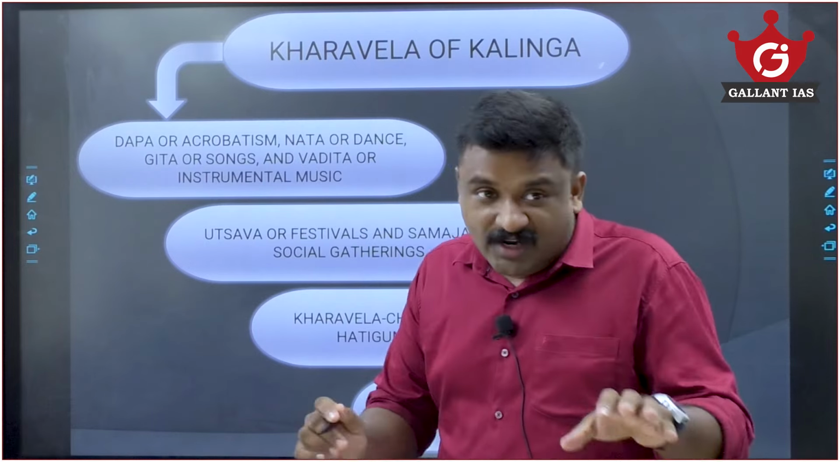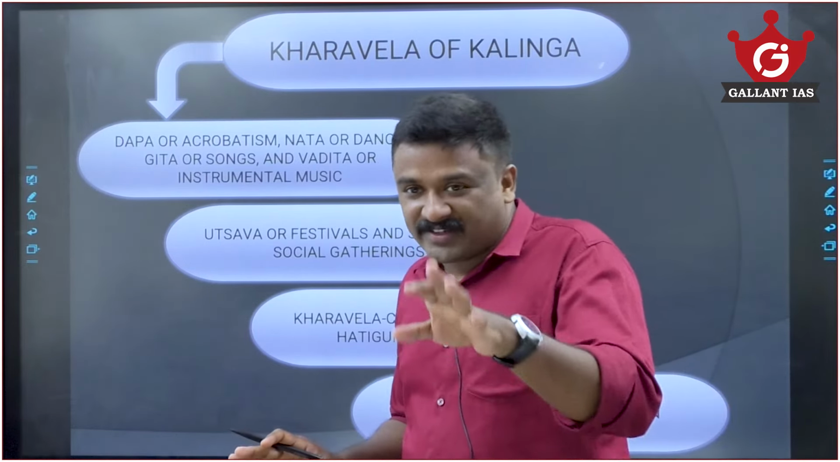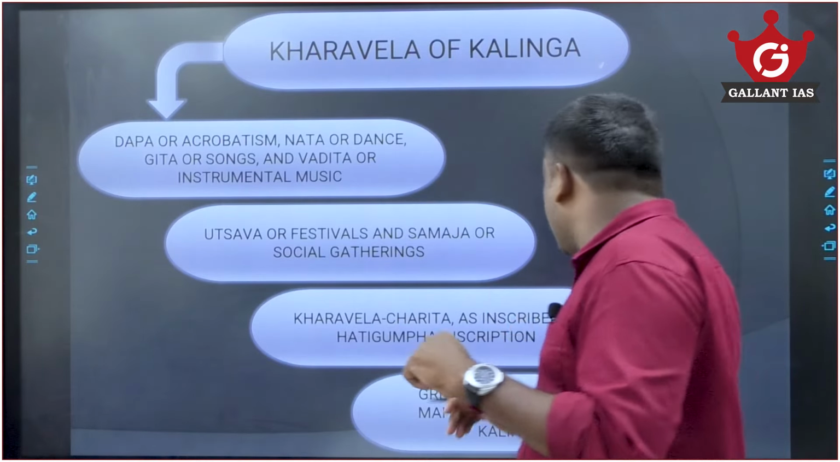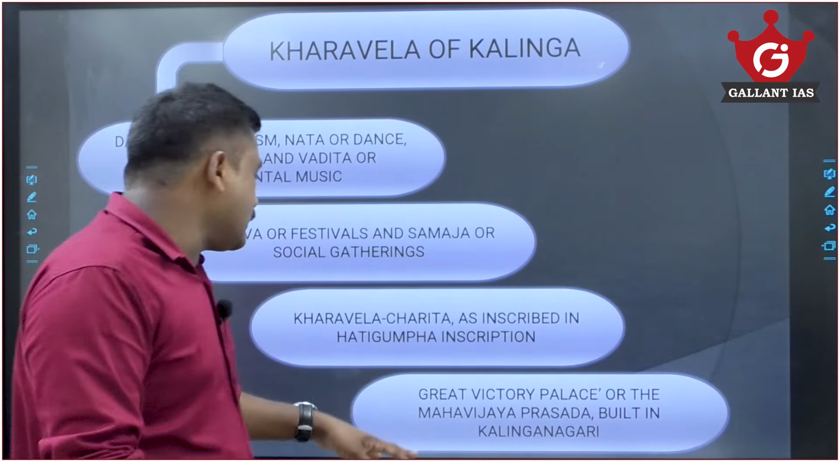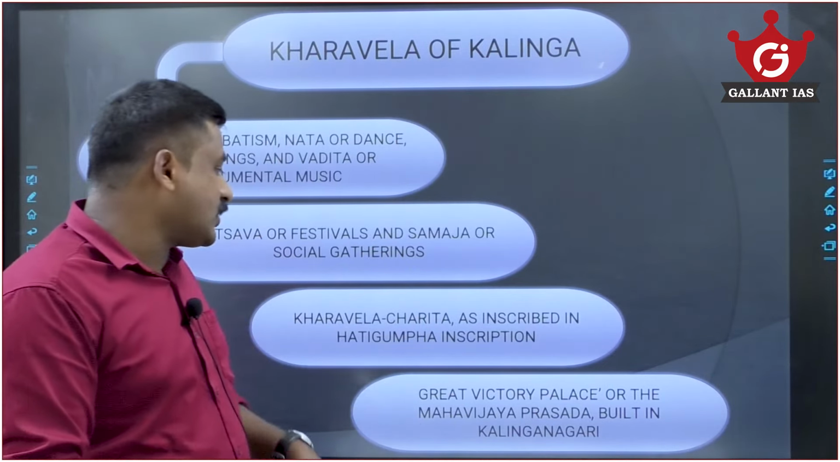All are discussed in the Hathigumba inscription. We collected the information from the Hathigumba inscriptions, in the Udayagiri hills, that is Bhubaneswar. Then there is the Kharavela Charita, inscribed in the Hathigumba inscription. The Great Victory Palace, or Mahavijaya Prasada, was built in this Kalinga Nagari.